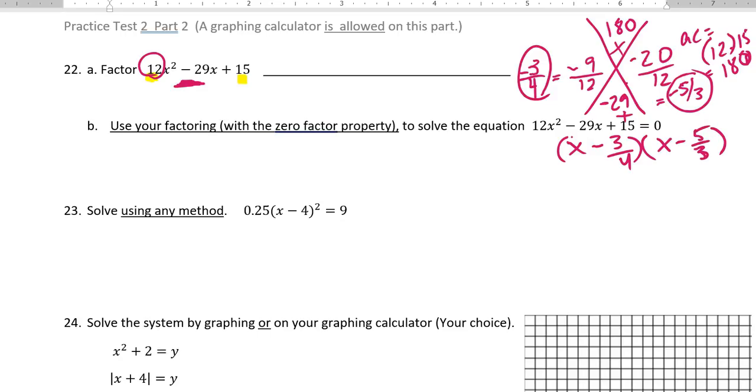You have to remember, bottoms up, which means if you have a denominator, it needs to go in front of the first term. So it's going to become 4x minus 3, and the same thing here, 3x minus 5. And this is the bottoms-up method.